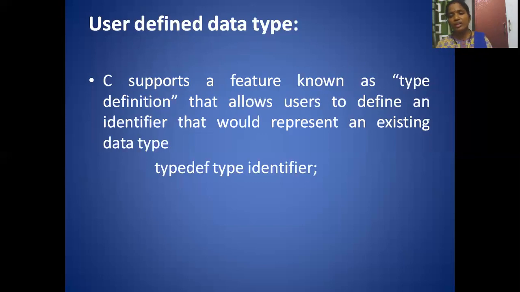Same way, here in user-defined data type, I have the concept called type definition, which aliases an already existing data type. It can alias integer, float, character, double, long double, long integer, or any kind of primary data type. So let's see. C supports a feature known as type definition. That means type is defined. That allows users to define an identifier. Identifier is nothing but the name that would represent an existing data type. So using some name, I am aliasing an already existing data type.